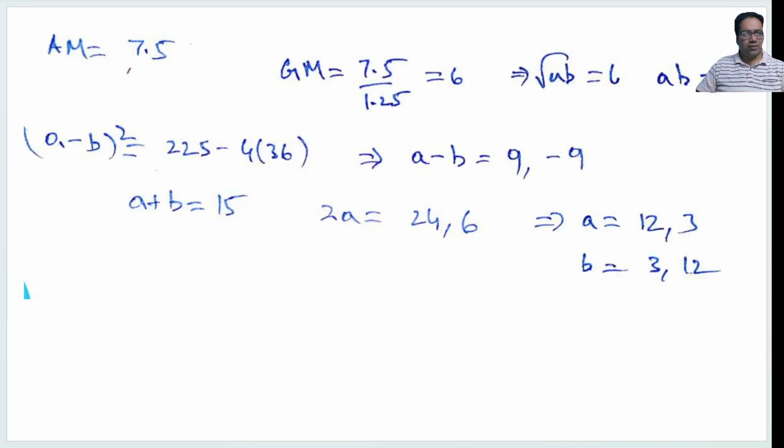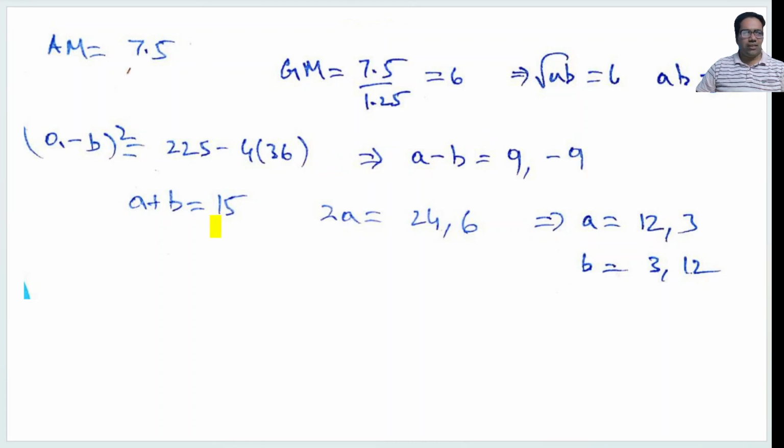Right. 15 square is 225. 225 minus 4 times ab, which is 36. 4 times 36 is 144. Right. So (a minus b) whole square becomes 225 minus 144. Right. 225 minus 144, so (a minus b) square is 81. a minus b is plus or minus 9.